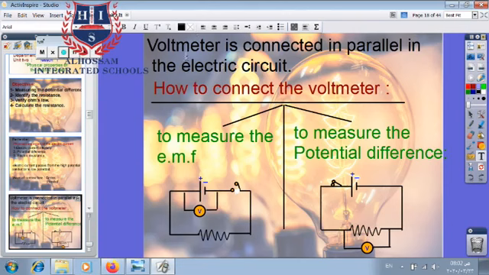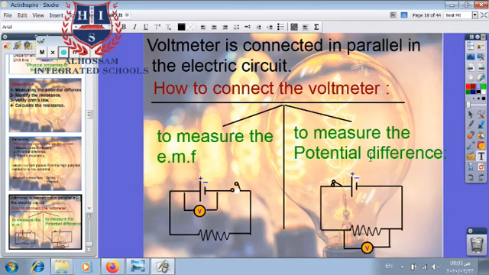Voltmeter is different from the ammeter in the ways of connection, and also ammeter is used to measure the electric current intensity, while voltmeter is used to measure the potential difference. Voltmeter is connected in parallel in the electric circuit, not in series like the ammeter. But we use the voltmeter to measure the EMF and the potential difference in the electric circuit.